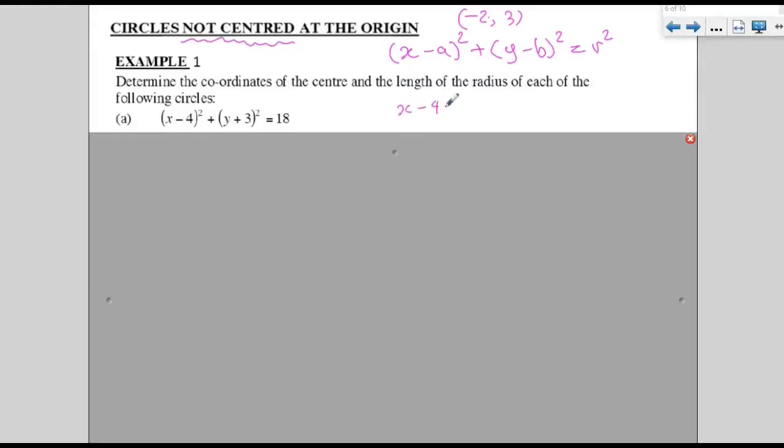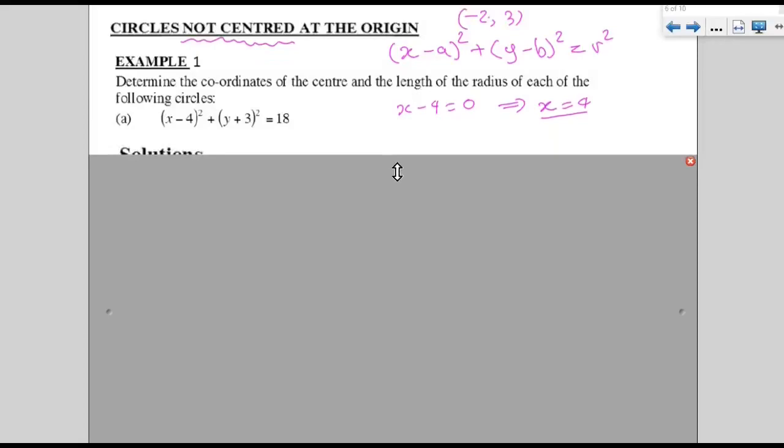You say x minus 4 equals 0, and this implies x is equal to 4, which is the x of the center, and you would say y plus 3 equals 0. This implies y equals -3, which is the y of the center. Remember, watch the additive inverse. Therefore, the center will be (4, -3).